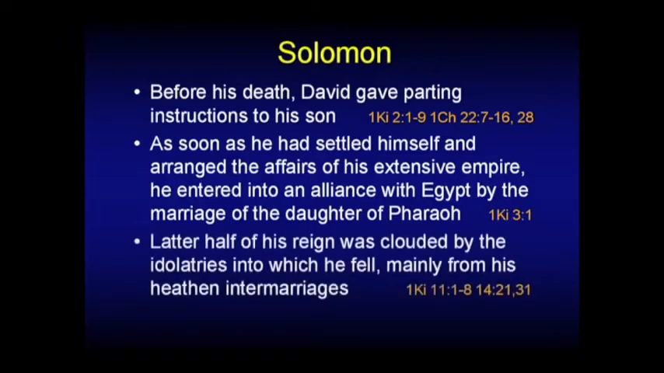And the last half of his reign gets all messed up because he indulges in all these wives, 700 of them, plus 300 concubines, 1,000 women. Whew. But the problem is that they all brought with them their pagan practices, and he tolerates that, and eventually that toleration brings his downfall.